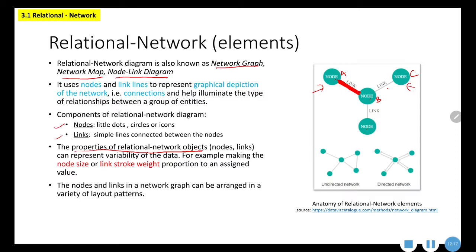So that is how you can play with the property of a relational network. Even the size of the node can be larger. I mean, you can enlarge the size. So it shows that the intensity is higher in A rather than in B and C. The nodes and links in a network graph can be arranged in a variety of layout patterns. It can turn up into something that is very unpredictable, so it depends on the connection.